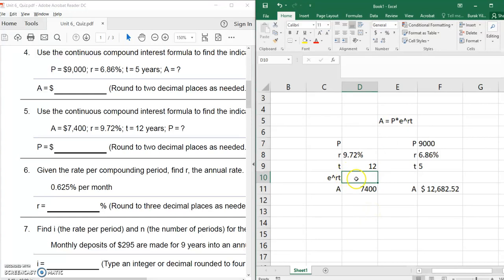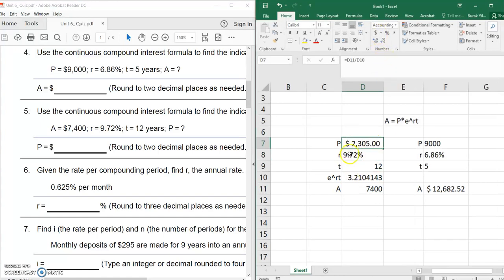So let's over here, pay attention. Let's calculate e, which is exp, to the power, so inside the parentheses goes r times t. So this value is this whole e to the power rt. So P then would be A divided by that whole value. And that's going to give you P, which is rounded $2,305. So that's your answer to number 5.